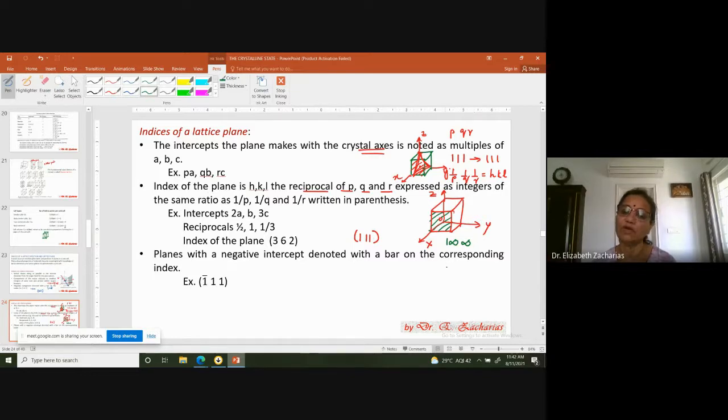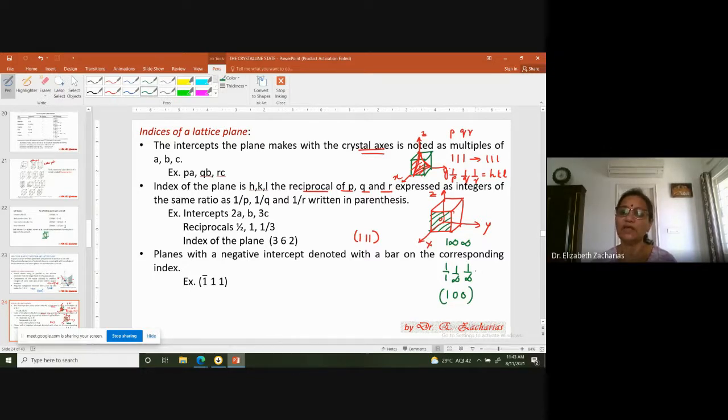Okay, next what I do, I have to get the reciprocal. So 1 by 1, 1 by infinity, 1 by infinity. So that becomes 1, 0, 0, put in curved parenthesis. So this is how you do the indexing.